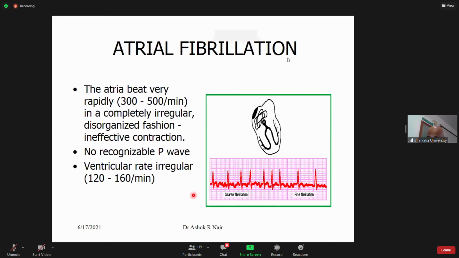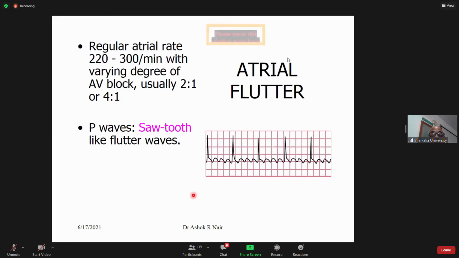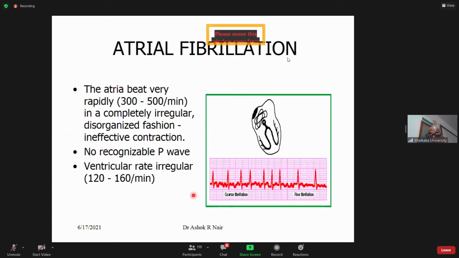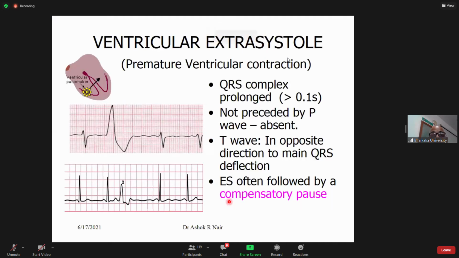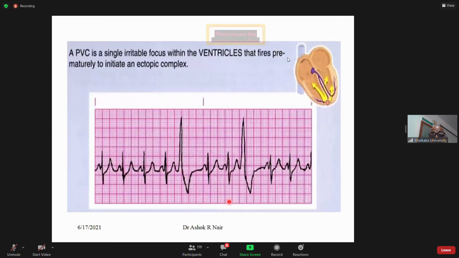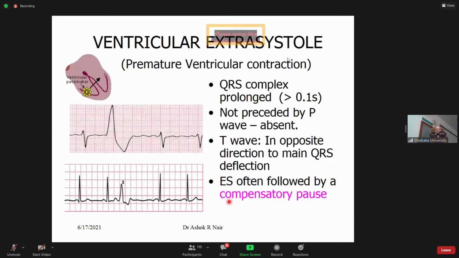Atrial flutter was 220 to 300. Sometimes, if the rate goes much higher, the muscles might undergo fibrillation. The P wave may not be very discernible. The conduction will be very haphazard, and atrial fibrillation might be seen, though it may not be very clearly seen.